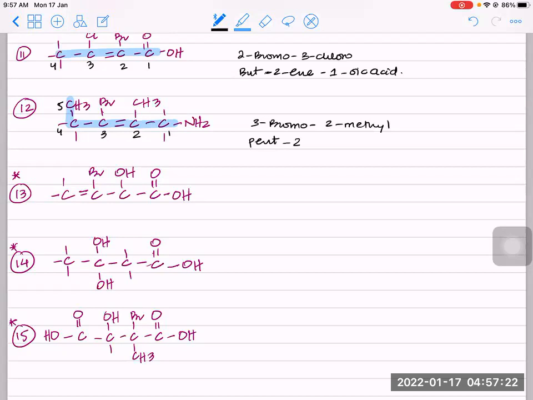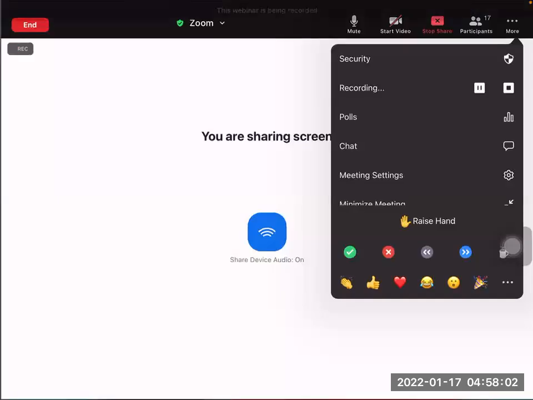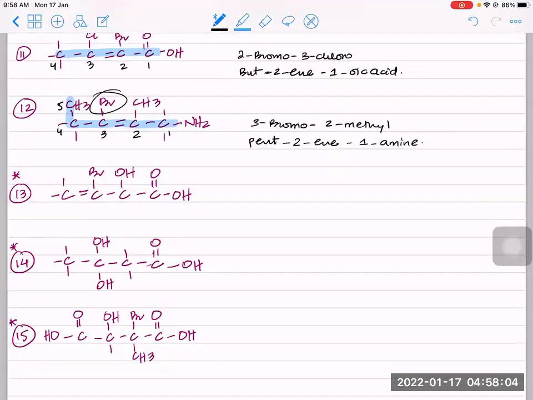So it will be pent-2-ene. Between 2 and 3, there's a double bond. You pick the smaller number. So pent-2-ene 1 amine. Clear? So this would be 3 bromo, 2 methyl. Main chain has 5 carbons. So pent-2-ene 1 amine. Yes?